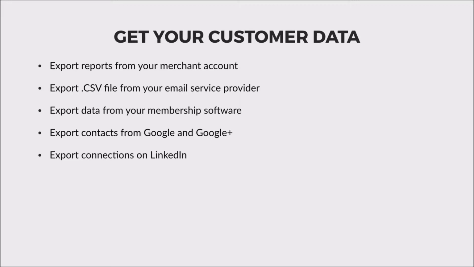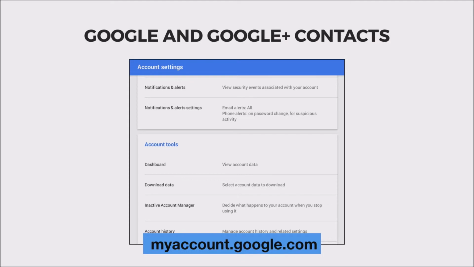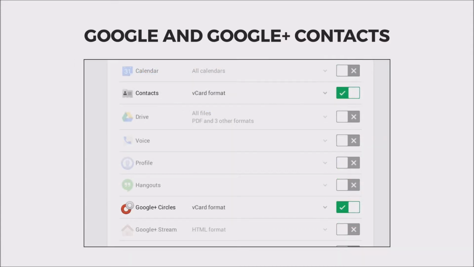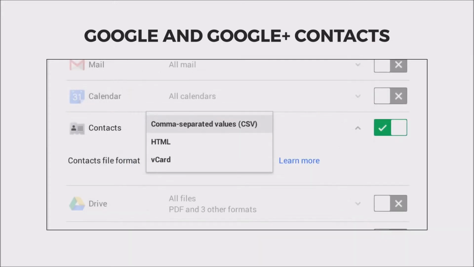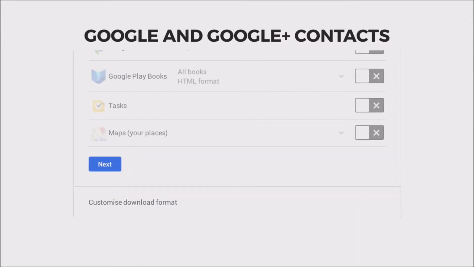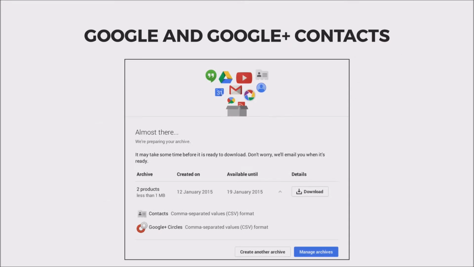You can advertise directly to your connections on Google and Google+ too, and even on LinkedIn. This is a hidden feature of these 2 social networks that few people take advantage of, but may prove very beneficial to you. To get your Google and Google+ contacts, go to myaccount.google.com and log in if you're not already. In Account Settings, look for the Account Tools area and then Download Data. Click Select None and then check Contacts and Google+ Circles. Click the little drop-down arrow to change the data from a vCard to a CSV file for both types of data. At the bottom of the page, click Next. Choose the zip file format for your archive and click Create Archive.